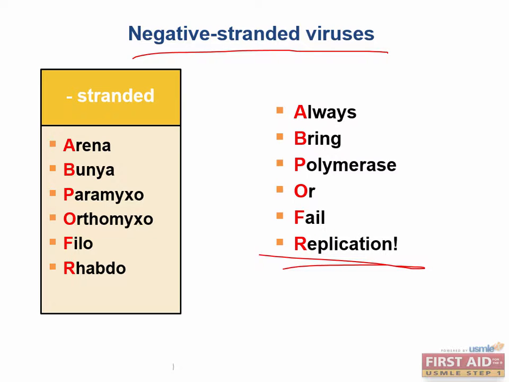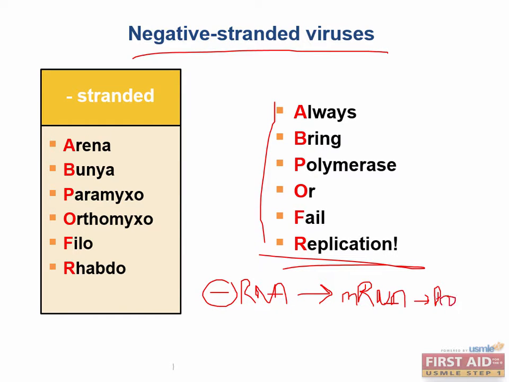This mnemonic not only provides us an acronym that helps us remember the viruses, but it also reminds us about an important concept with negative-stranded RNA viruses. Negative-stranded RNA viruses are complementary to messenger RNA and need an RNA-dependent RNA polymerase to convert them into messenger RNA that'll then be translated into the appropriate protein products.